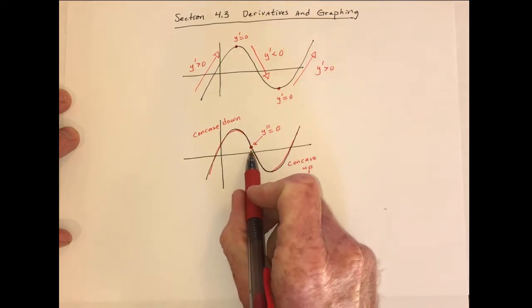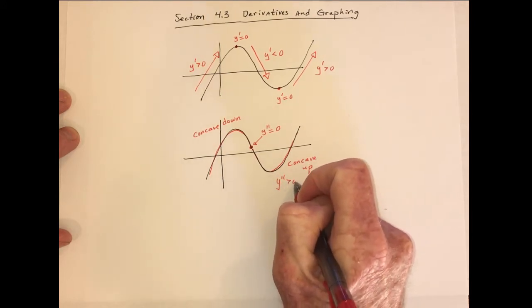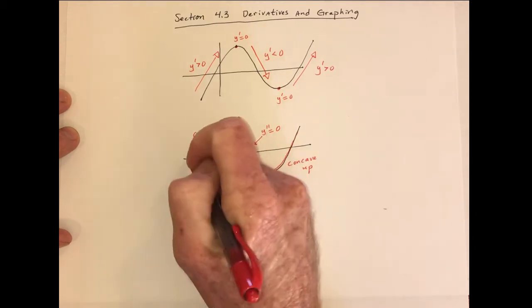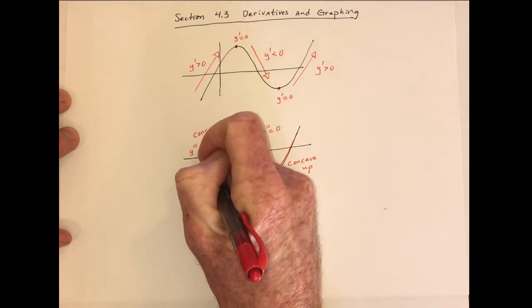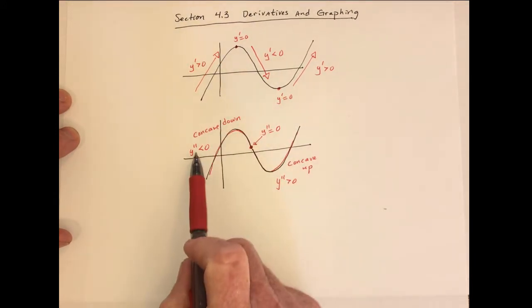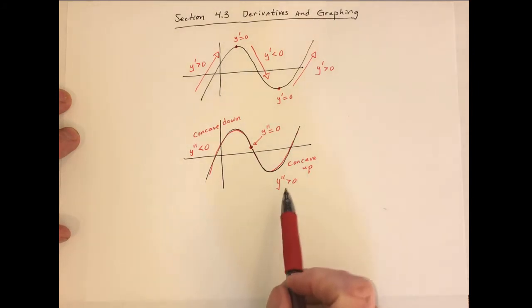Well, for this whole time, when it's concave up, that means that the second derivative is positive. And this time, when it's concave down, that means that the second derivative is negative. So down, negative, up, positive. Just like my attitude, up, positive.